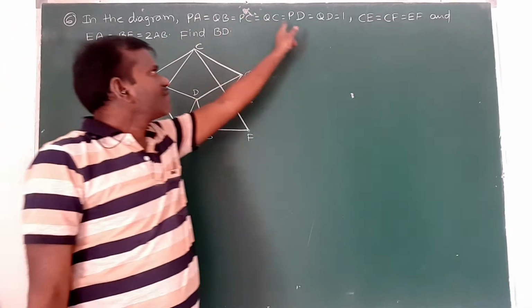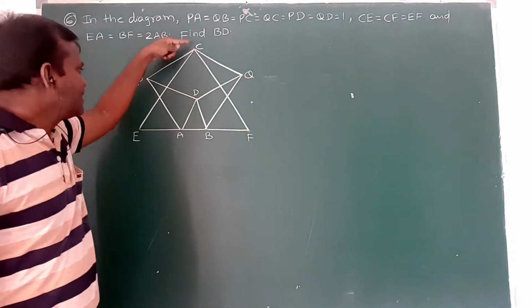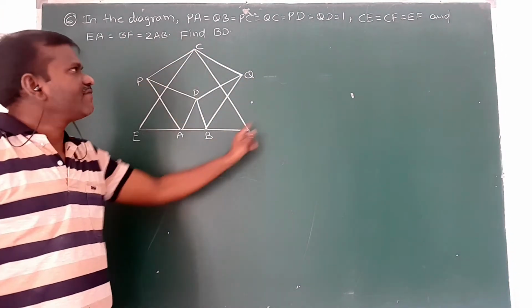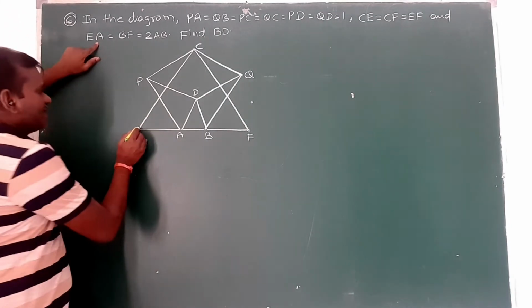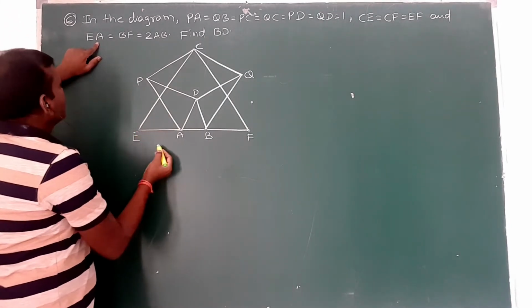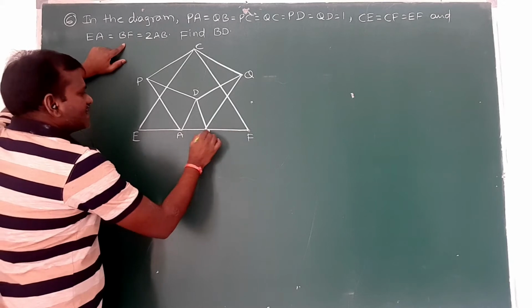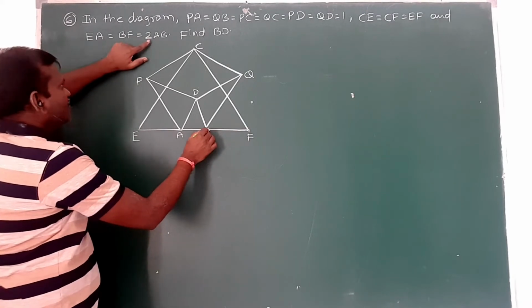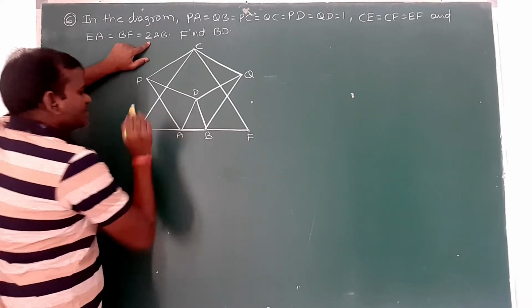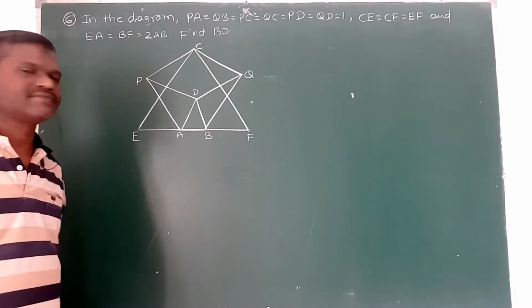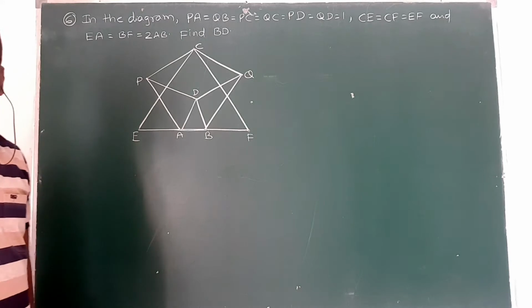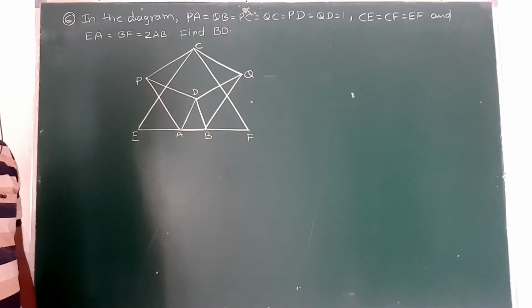All these lengths are equal to 1, and also CE, CF and EF are equal, and EA and BF, these two are equal and twice the length of AB. That is given. Then we only have to find the BD length. That is the question here.